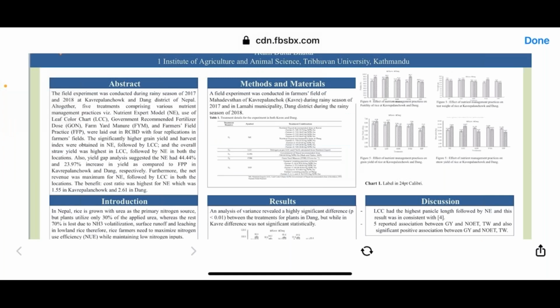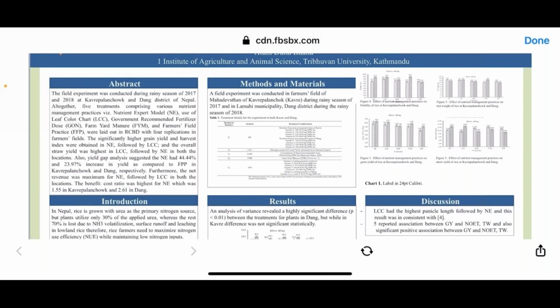The highest straw yield was 12.04 ton per hectare in farmer field practice, followed by 11.50 ton per hectare in government recommendation, statistically at par with farmer field practice, while the lowest yield was found in leaf color chart, that is 9.50 ton per hectare in Kavre. Similarly, if you talk about Dang, the highest straw yield was found in leaf color chart, that is 12.87 ton per hectare, statistically at par with nutrient export, which is 12.62 ton per hectare. The lowest straw yield was found in farmer field practice, that is 12.04 ton per hectare.